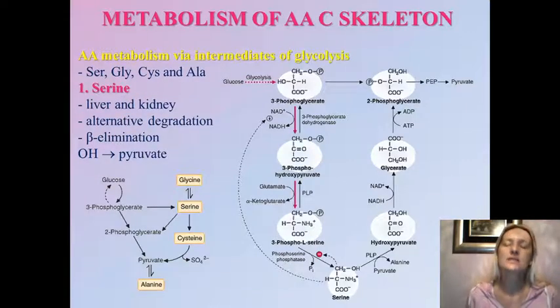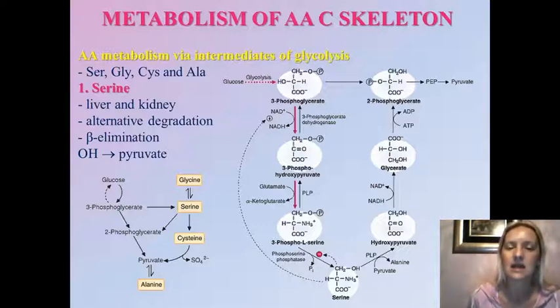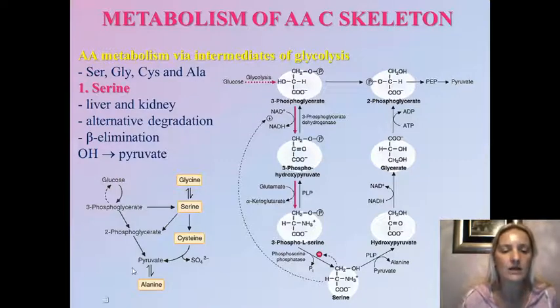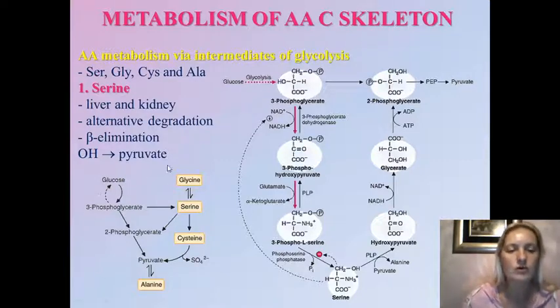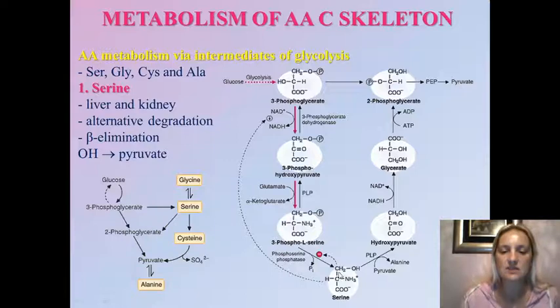So let's start one by one. First, we are going to discuss the metabolism of amino acids via intermediates of glycolysis, and four amino acids are metabolized through those intermediates: serine, glycine, cysteine, and alanine. So let's go one by one, and this is an overview of the pathway. Serine is the first one. The processes of synthesis and degradation of serine are especially intensive in liver and in the kidney.